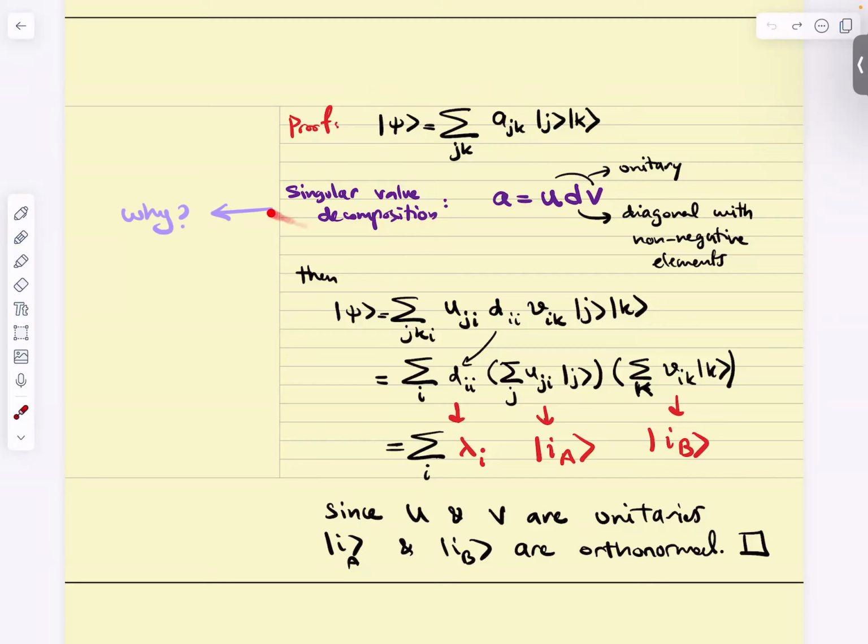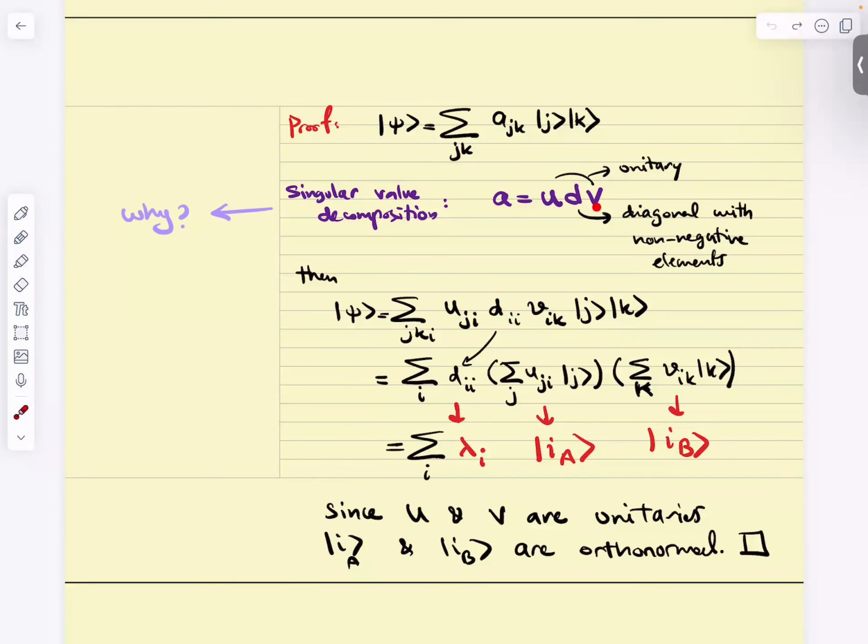There is something called singular value decomposition. If you don't know what it is, I absolutely recommend you look it up, because it's not about this course, it's about the rest of your career. It's all over the place. It says the following: if you have a matrix, you can always write it in the following decomposition. A unitary operator U, a diagonal matrix with non-negative elements D, and another unitary V.